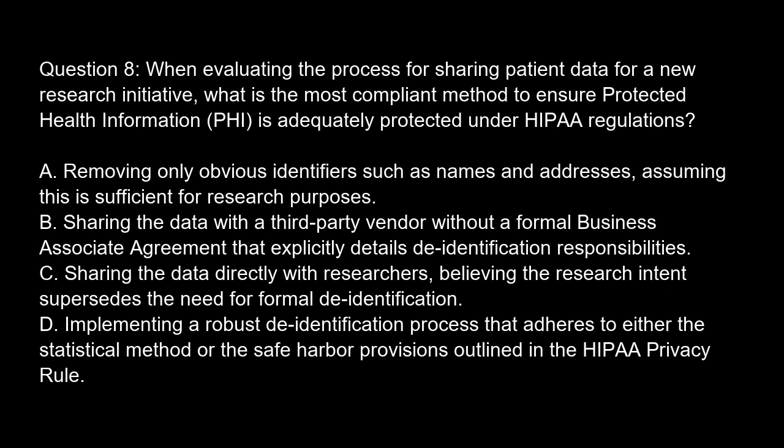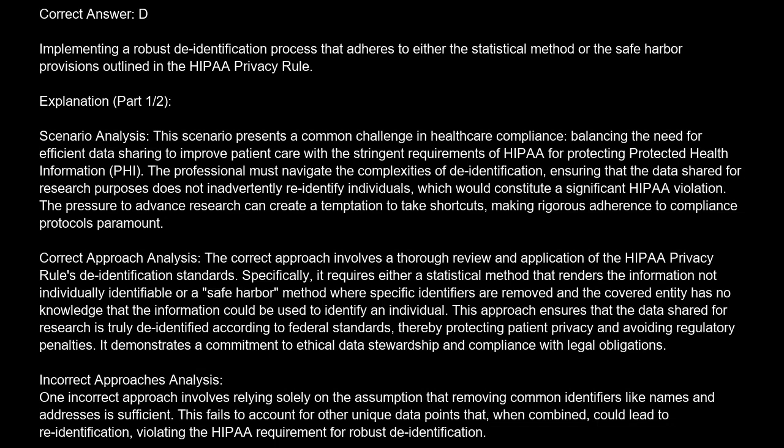Option B. Sharing the data with a third-party vendor without a formal business associate agreement that explicitly details de-identification responsibilities. Option C. Sharing the data directly with researchers, believing the research intent supersedes the need for formal de-identification. Option D. Implementing a robust de-identification process that adheres to either the statistical method or the safe harbor provisions outlined in the HIPAA privacy rule. The correct answer is D.